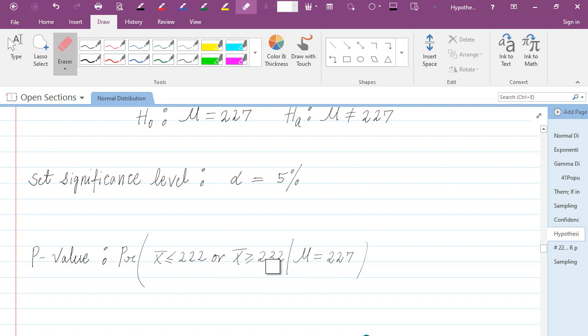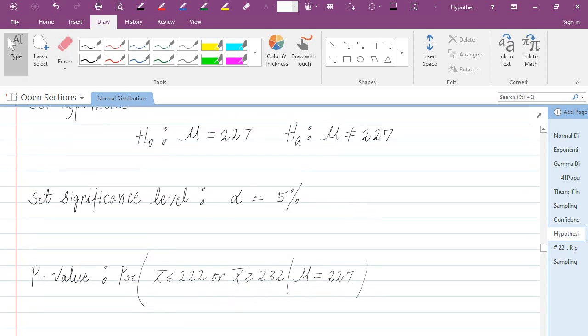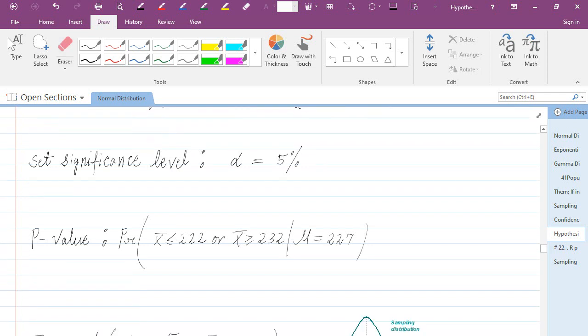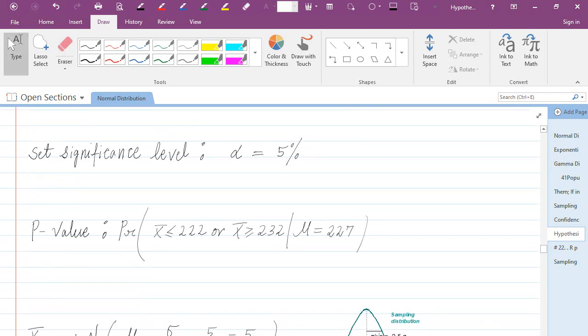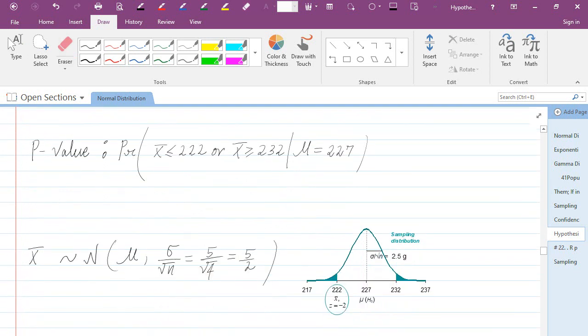Because our alternative hypothesis is that the mean is not equal to 227, the extreme could occur in both directions. So the p-value here that we're going to look at is the probability that X bar is either less than 222 or bigger than 232, assuming that the population mean weight is 227.